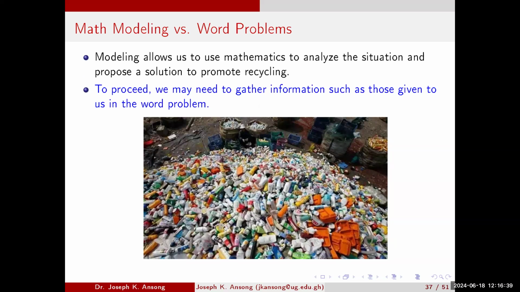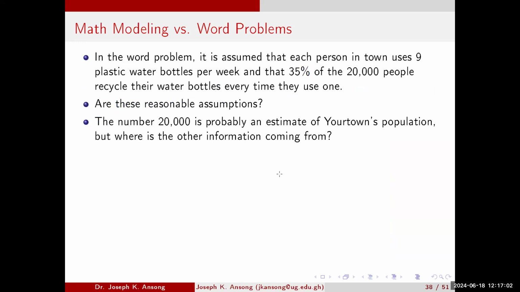Okay, so before you can answer that question, you need to gather information, and the information you need is probably something similar to what you have in the word problem. What is the population of your town? How many people recycle water bottles? Should you consider all bottles or some types of bottles? All that, you have to gather that information yourself. Unlike the word problem where you are given the percentages, the population, and all these numbers.